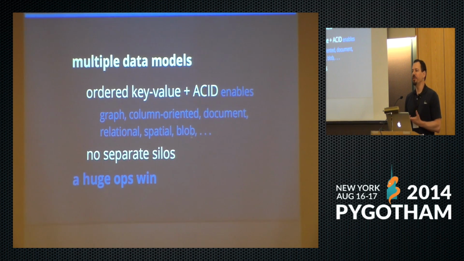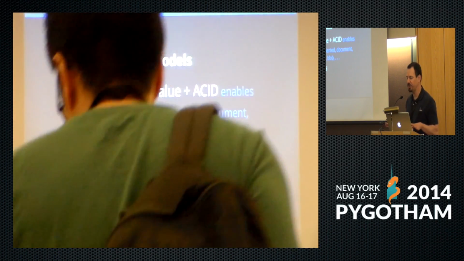So the big deal with this is that it allows you to support multiple data models. The ordering property combined with the ACID transactions allow you to write at the Python level graph, column-oriented, document, relational, various sorts of data models, and have them all stored together in a single database on a single cluster, so you're not maintaining separate silos.